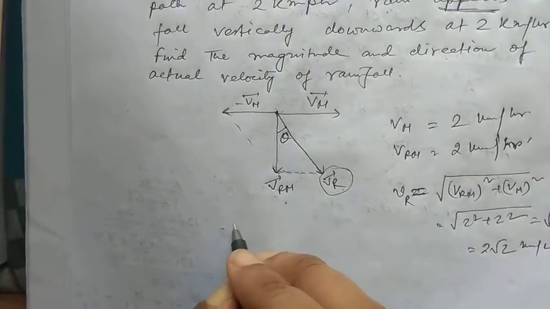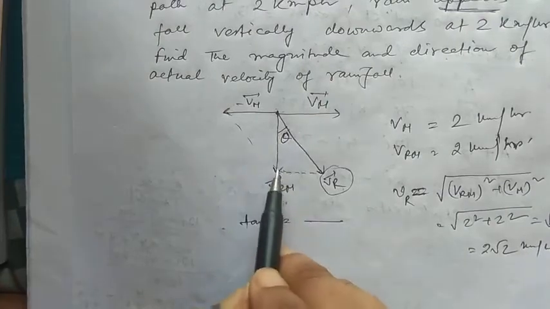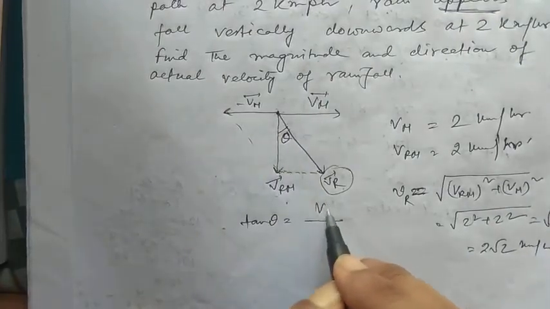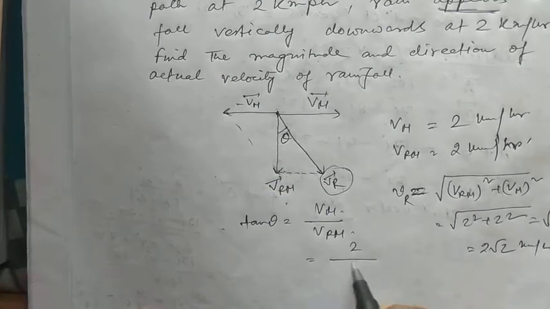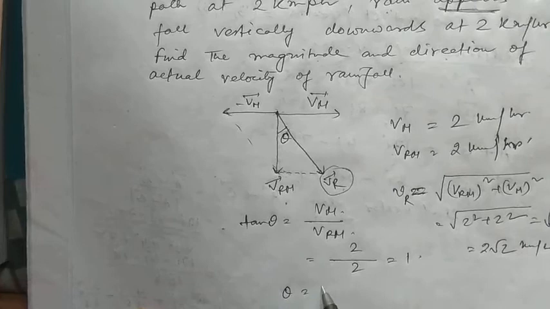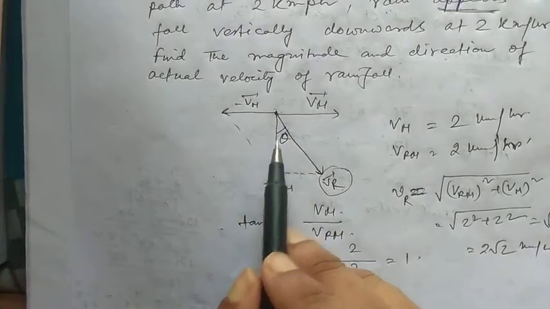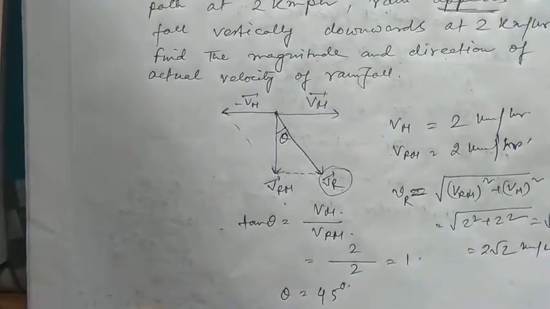And how to find out this angle? You can take it as tan theta. What is tan theta? This is the perpendicular, this is the base. So the perpendicular is Vm, the base is Vrm. 2 by 2, that means 1. So theta is equal to 45 degrees. So the actual direction of flow of rain is 45 degrees from behind.